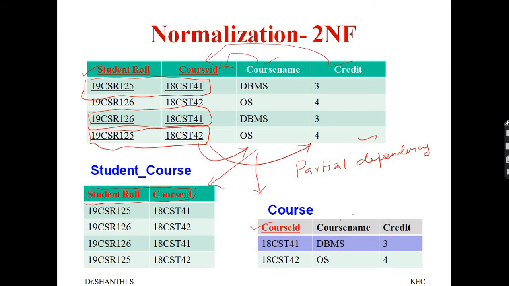In this relation, course name and credit are the non-prime attributes. The course name and credit are fully dependent on the course ID. So a fully functional dependency exists in both tables. So now the table is in second normal form.